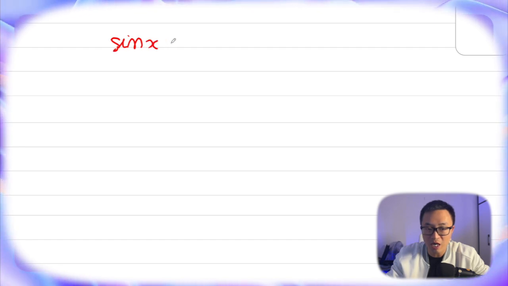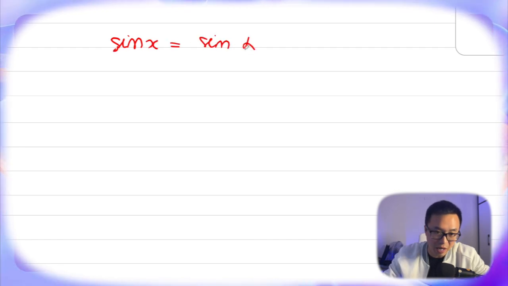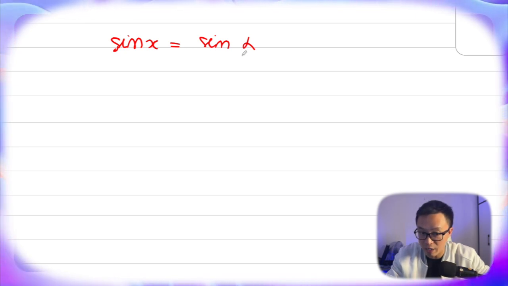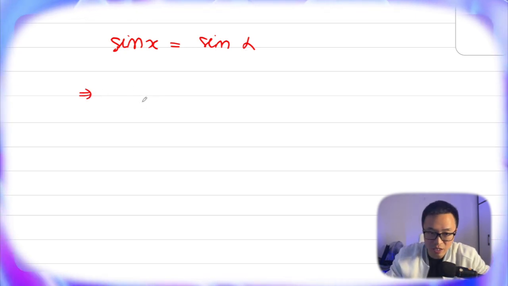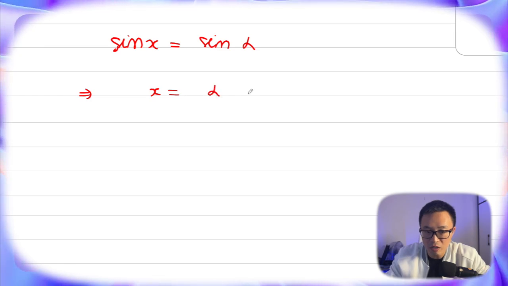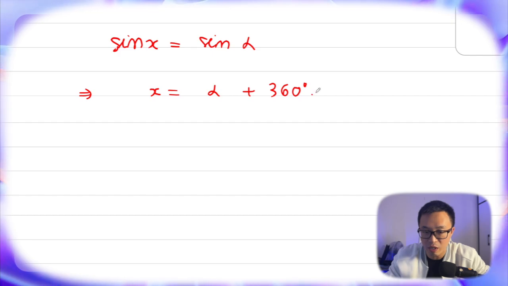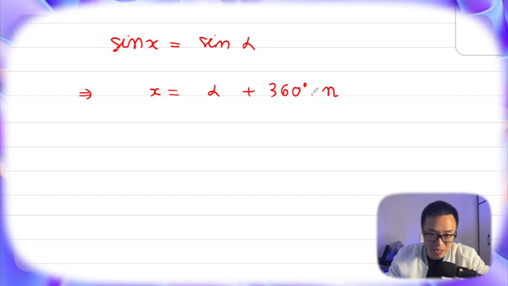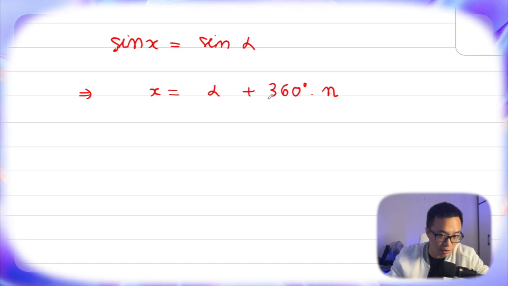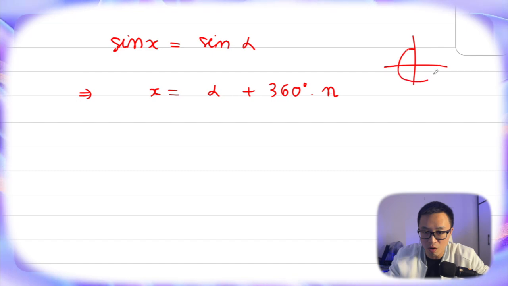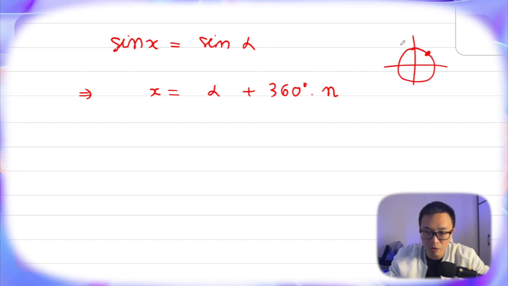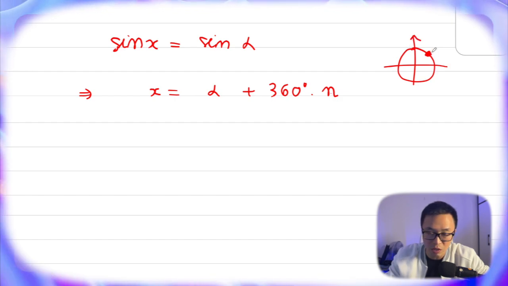If you want to solve the trigonometric equation sine x equals sine alpha, alpha here will be one specific angle, and you can use the periodicity of sine. The first equation is x equals alpha plus 360 degrees multiplied by n. Why do we have 360 degrees? Because after you add 360 degrees, the point on the unit circle makes one more round about the circle and comes back to the original point.